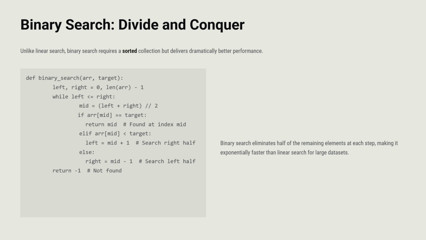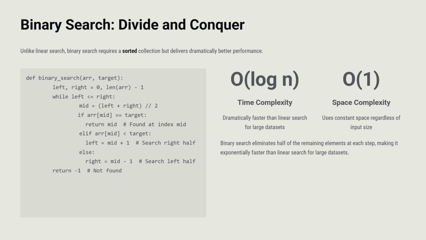Binary search eliminates half of the remaining elements at each step, and that's what we saw in the previous examples, the visualizations as well as in the code. Because of that, it is exponentially faster than linear search, especially for large data sets. Its time complexity is O(log n), which is much faster than O(n), and its space complexity remains constant regardless of the input size, that is O(1). So both linear search and binary search have the same space complexity, but the time complexity is much better in the case of binary search. So this was all about the search algorithms.